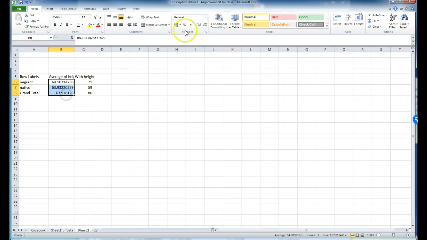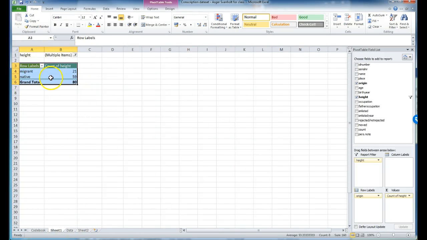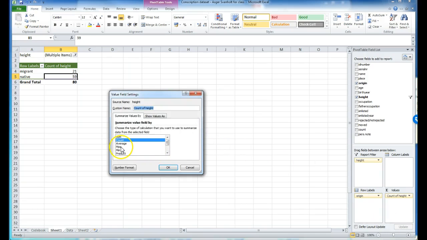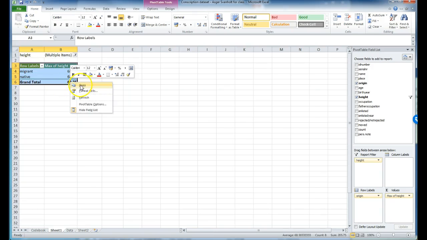So we know that our averages are being computed over only half, well, not half, a little bit less than our full sample. What else can we do? So as we've seen, another thing that we can do is just look at other ways of expressing the heights. And then if we go here, you see that we have a possibility of displaying the maximum and the minimum. Let's see what happens. And then we see that the migrants, they were as tall as 68.75, and the natives, they were a little bit shorter. The tallest person among the migrants was a little bit taller than the tallest among the natives.